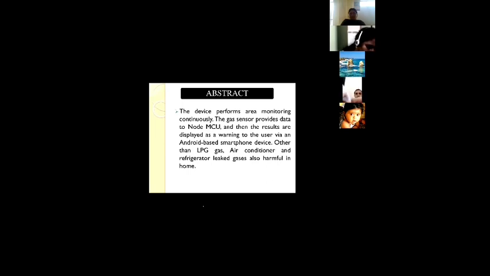The device performs area monitoring continuously. The gas sensor is connected with the NodeMCU and the sensory data can be sent to the user via a smartphone or any other cloud platform. LPG gas is also present in the air conditioner and the refrigerator, so gas leakage there can also be detected using this NodeMCU concept.